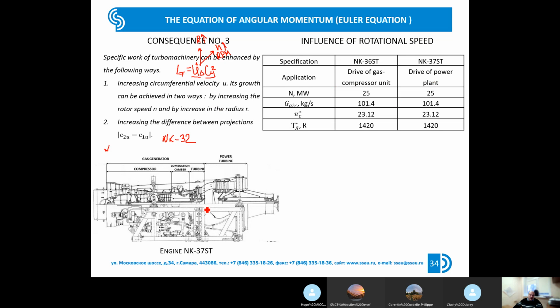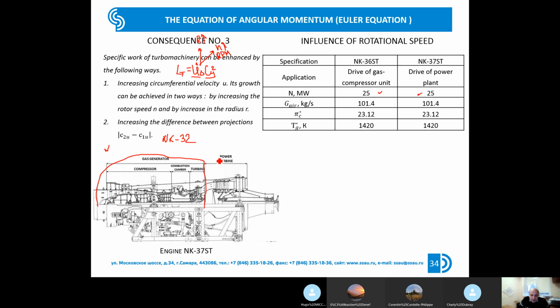These two engines have the common gas generator which was created on the base of NK32. And the gas generator of both engines, I mean NK36 and NK37, are the same. And both engines produce the same power, 25 megawatts, and they have the same cycle parameters. They have the same mass flow rate, same pressure ratio in the cycle, and same total temperature before the turbine.